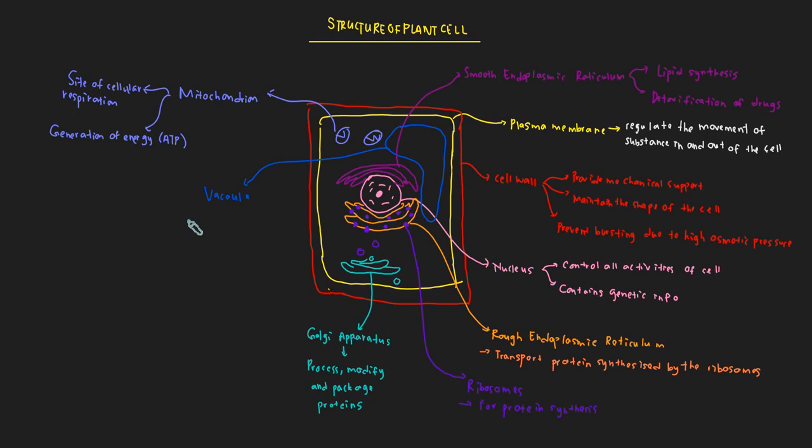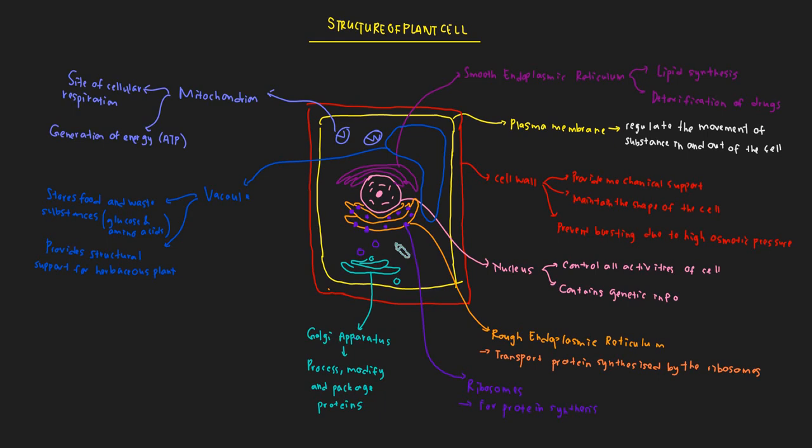will provide structural support for herbaceous plants, and it also stores food and waste substances such as glucose, amino acids, carbon dioxide. So the main function of the vacuole is to store food substances such as glucose and amino acids, and waste substances such as carbon dioxide. And it also provides structural support for herbaceous plants.